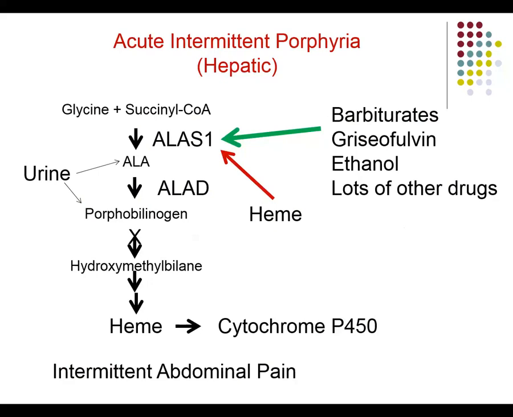However, when you have a patient with acute intermittent porphyria, then the presence of barbiturates or ethanol or other drugs will lead to a greater flux through the heme synthesis pathway, but it will get stuck at the site of lesion, in this case, the inability to convert porphobilinogen into hydroxymethylbilane. This leads to a buildup of porphobilinogen and a buildup of delta-aminolevulinic acid, or ALA in this particular figure.